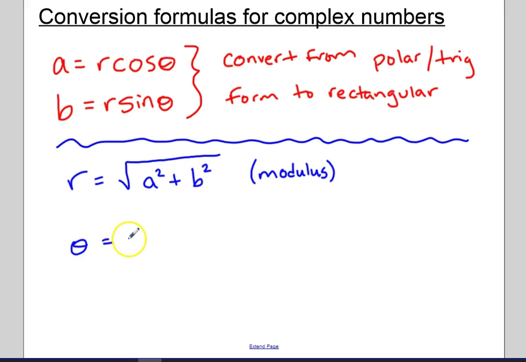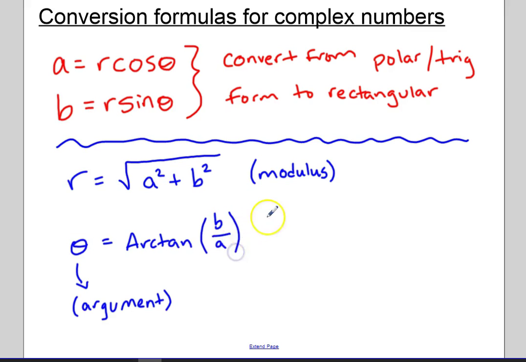And then theta, also called the argument, is found by the arctan. It used to be y over x, the opposite over the adjacent, but now the y is b and the x is a. And again, this is for a greater than 0. But if you have an a value that is negative, add 180 degrees.